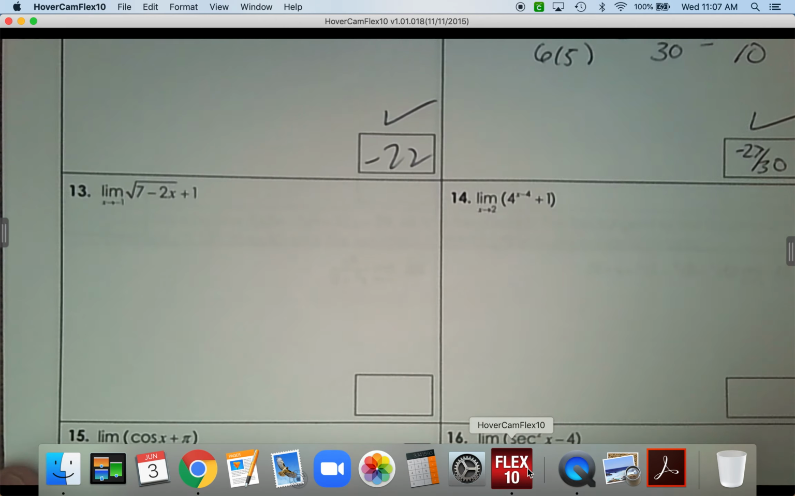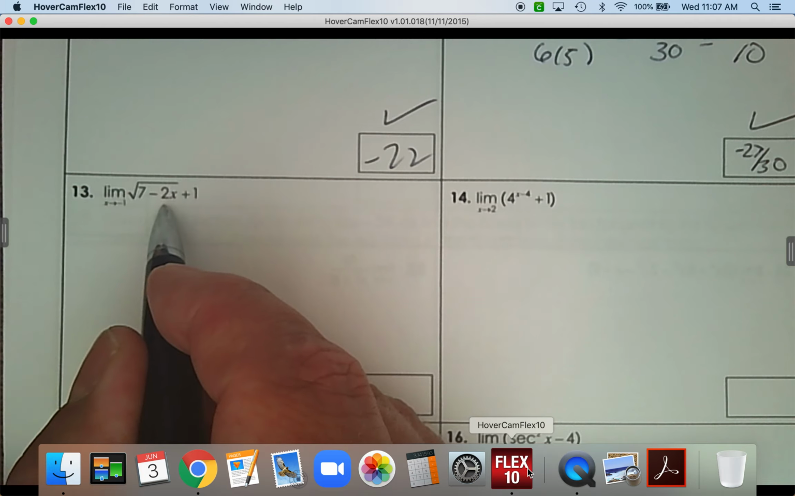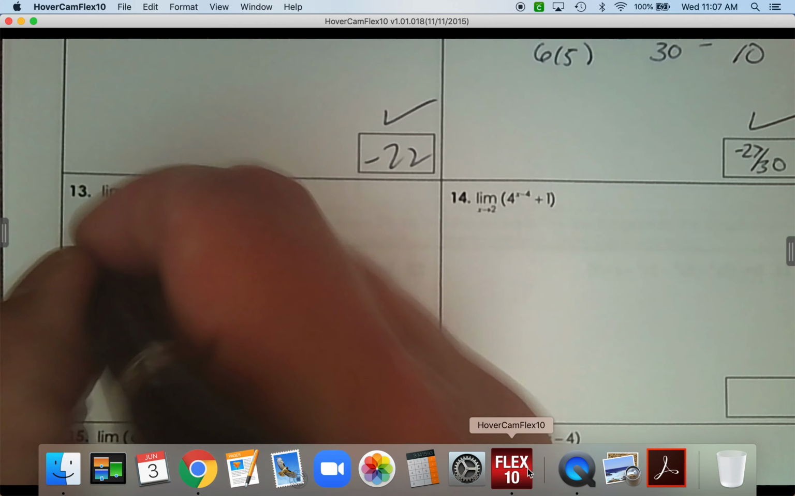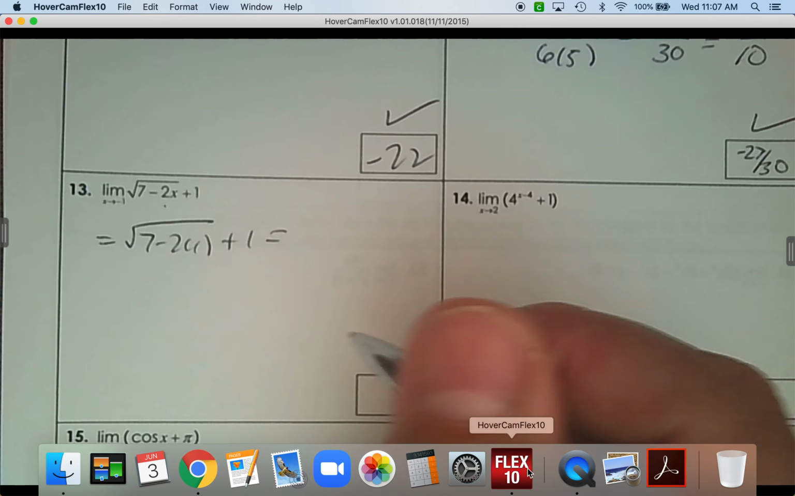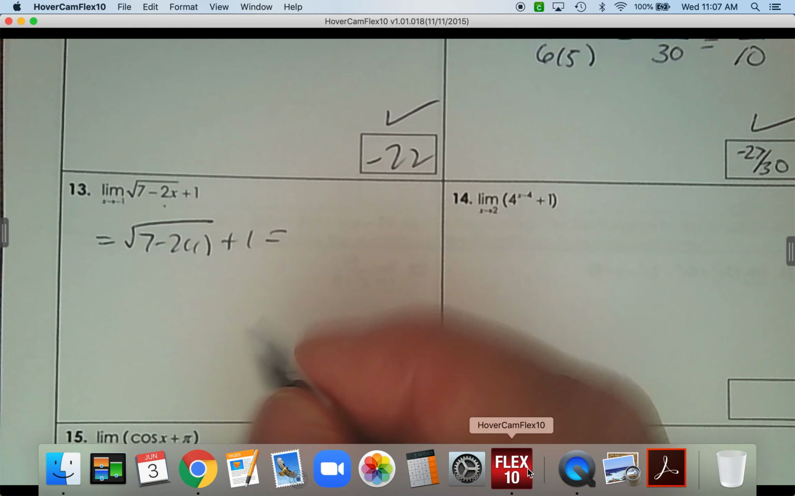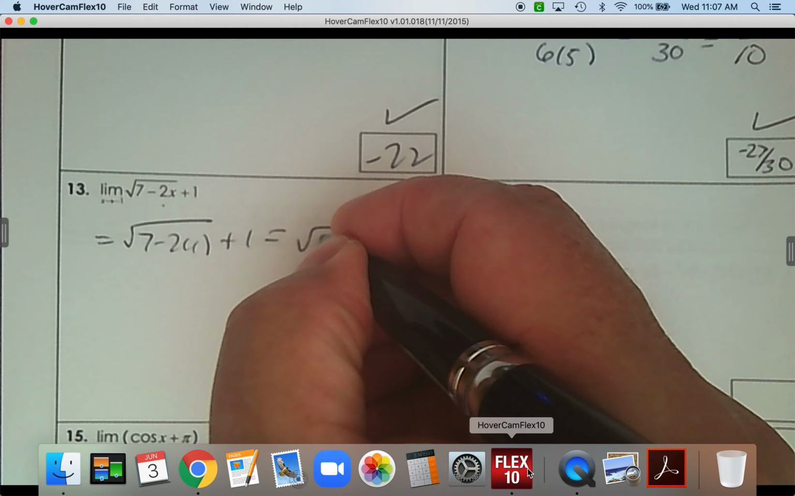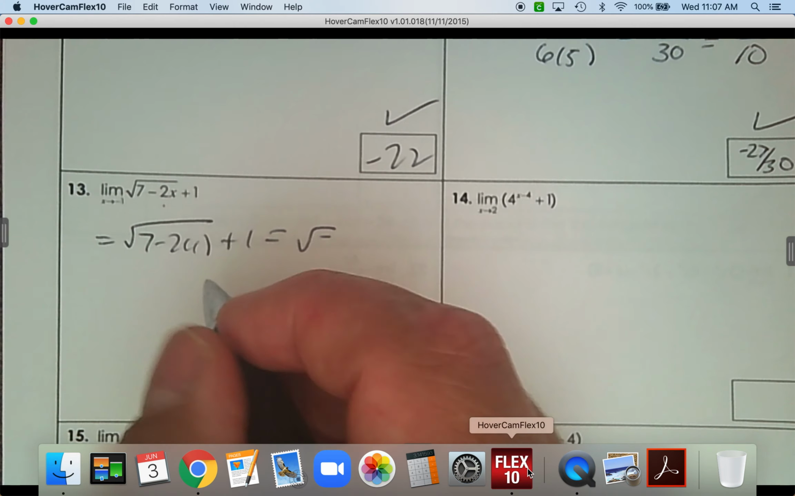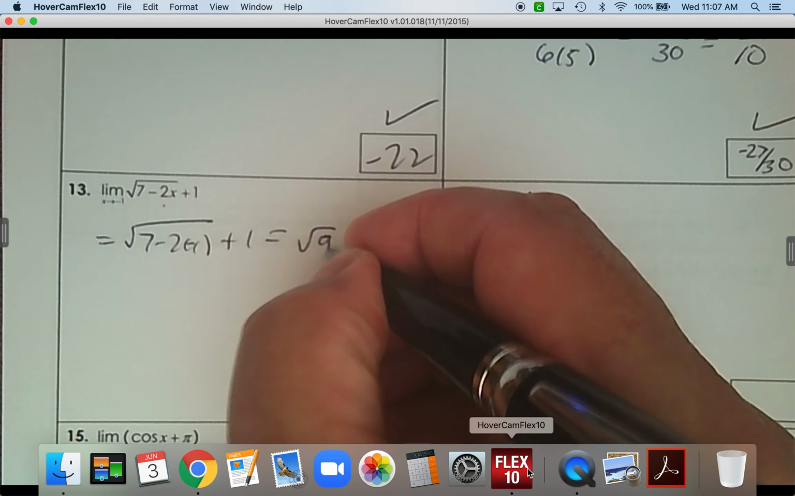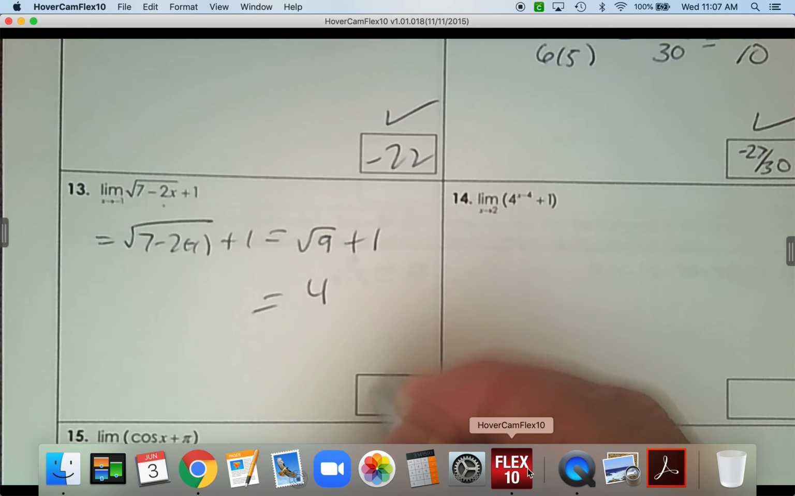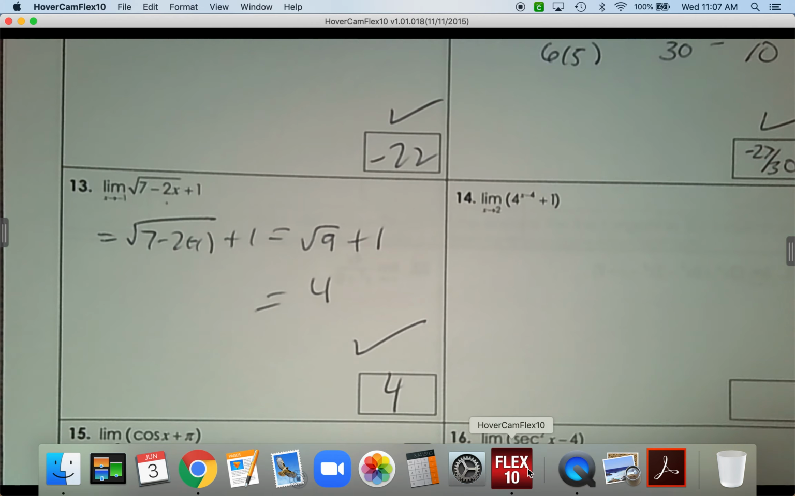Number 13, substitute in. I need to know it's a real answer, and it is. And that's it. So substitute in and evaluate. So that's 7 take away 2. That is the square root of 5. Oh, no, sorry. That's a negative 1. I'm sorry. So that's the square root of 9 plus 1. So that's obviously 4. Give yourself a check mark.